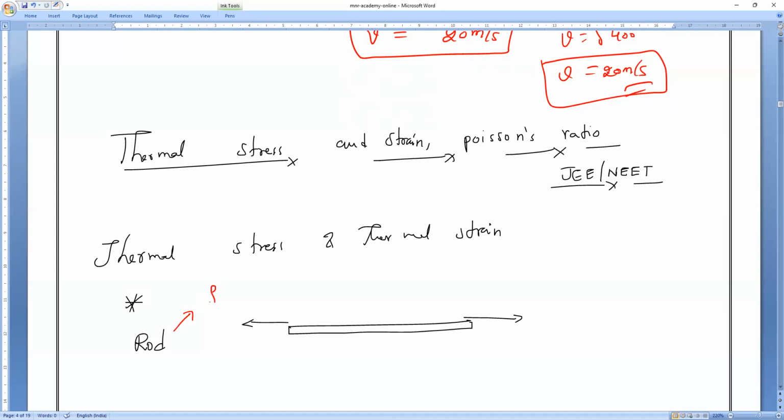A rod free to deform. Deform means it can change its length or size in any direction. That is the rod we call free to deform in any direction. Now, let me take the rod's length as L. Now, if I keep on heating, the temperature keeps on increasing.